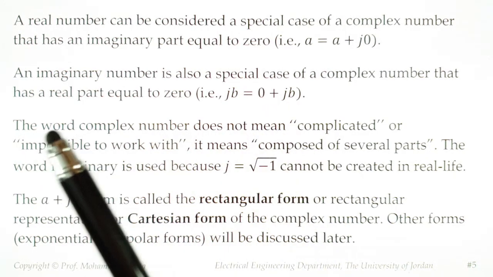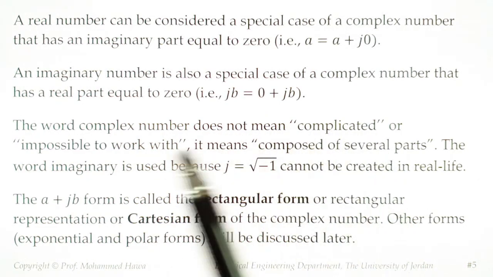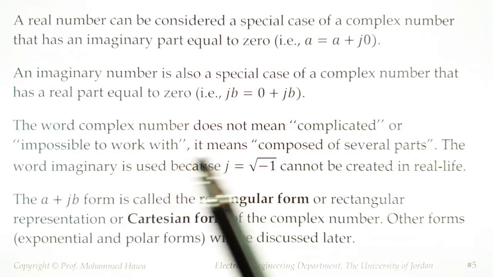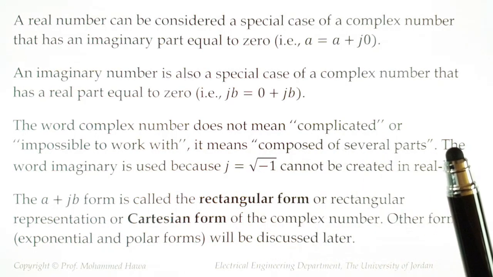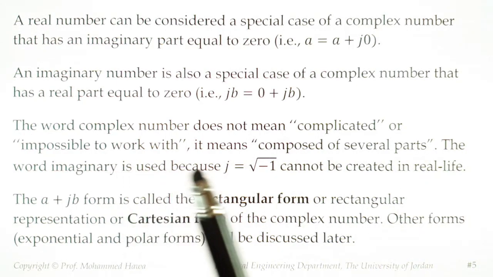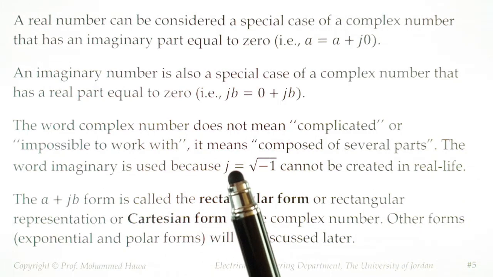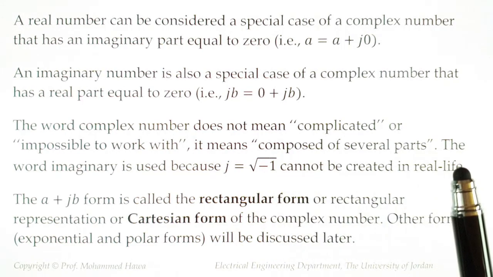By the way, the word complex number here does not mean complicated or impossible to work with. All it means is that the complex number is composed of several parts. There is the real part and there is the imaginary part. We use the word imaginary to describe the imaginary operator j, which is the square root of -1, because we cannot create the square root of -1 in real life.